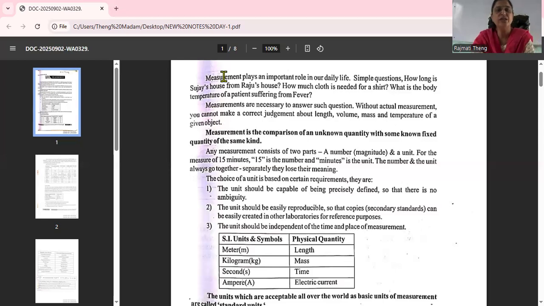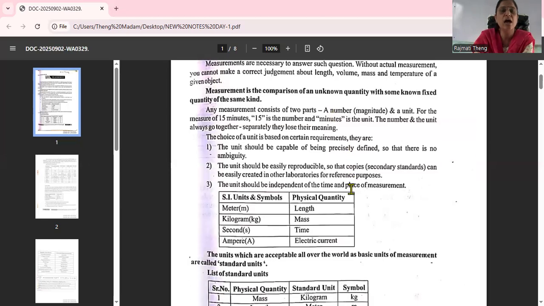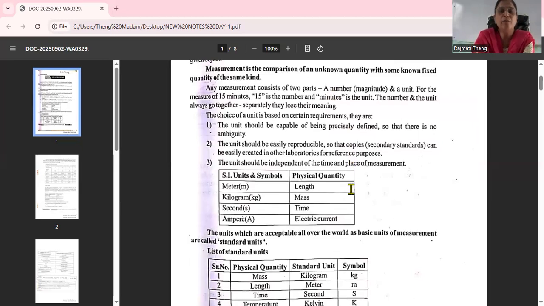So the choice of the unit is based on the certain requirement. हमें क्या measure करना है उसके ऊपर unit की choice depend होती है, and the unit should be independent of the time and place of the measurement. So the SI unit and symbol of some physical quantity. For example, we have to measure the length, we are using the unit, that is meter. We have to measure the mass, we are using the kilogram. We have to measure the time, we are using the second. We have to measure the electric current, we are using the unit, that is ampere.